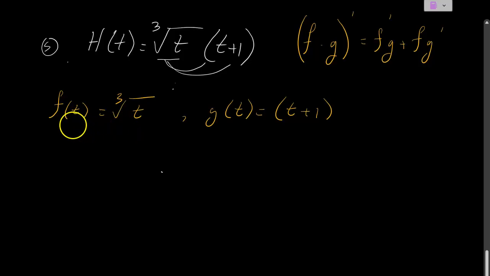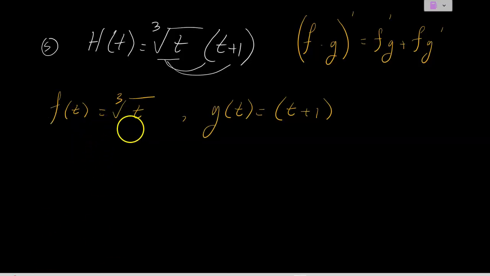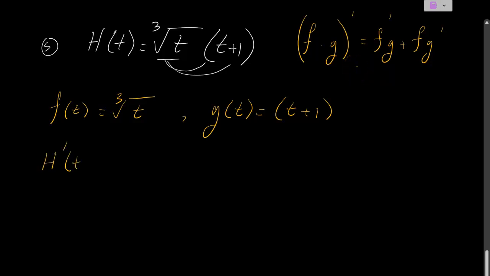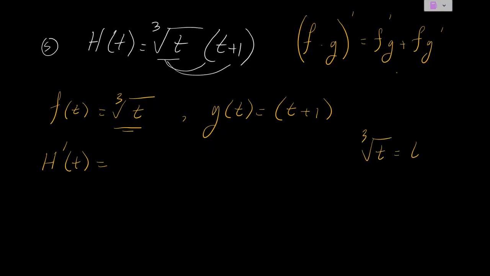All right, so here it is, f of t. f of t is cube root of t, g of t is t plus 1, based on the original rule that we have. So let's go ahead and employ the rule. h prime of t equals, remember, cube root of t, let's rewrite that: cube root of t equals t to the 1/3. So the derivative is 1/3 t to the negative 2/3.